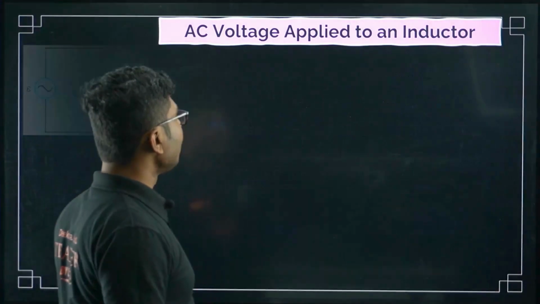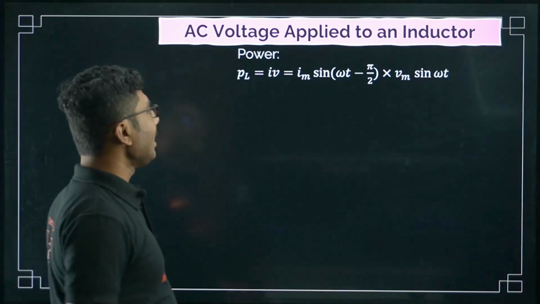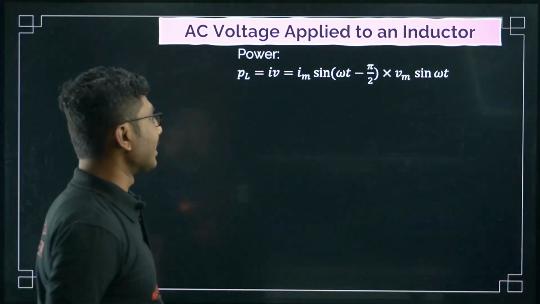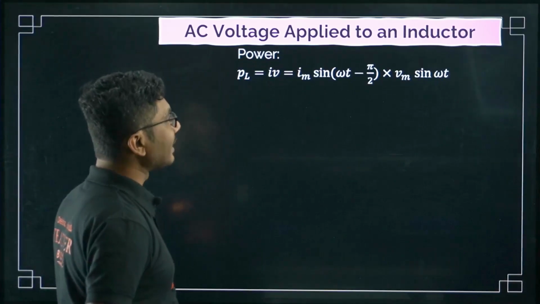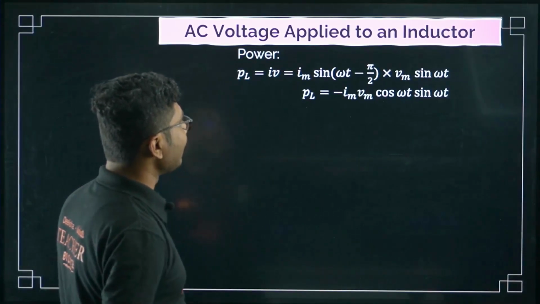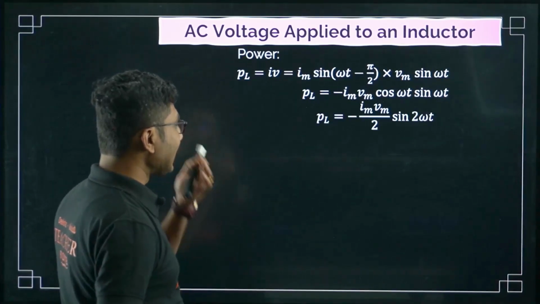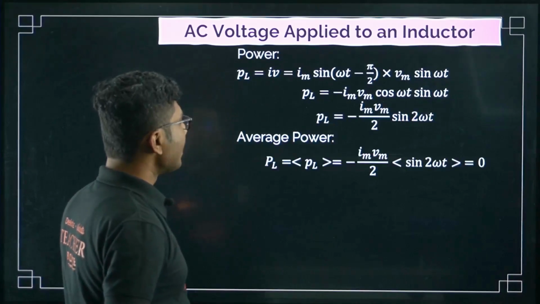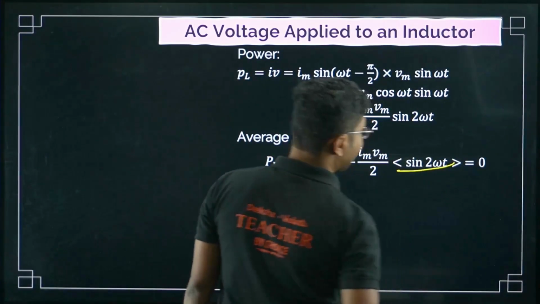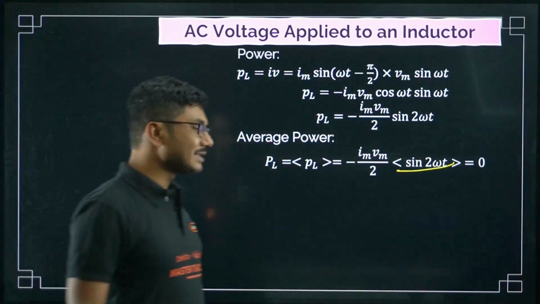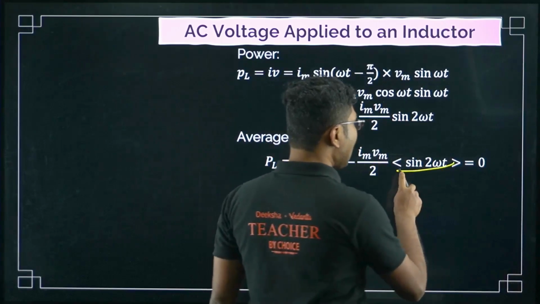Now let's move on to the AC voltage applied to an inductor. Same thing, we now calculate the power. How to calculate the power? Same formula, current into voltage, and you will get Vm cos omega t sin omega t. Just simplify it, and then you can calculate the average value. The average value is again Im Vm by 2 sin 2 omega t. In case of resistance, it was sin square omega t. In case of inductor, it is sin 2 omega t.